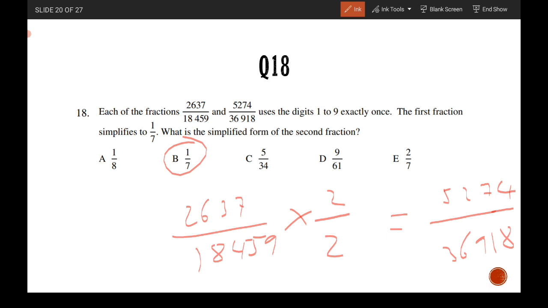Yeah, this question seems out of place, and it just rewards those who look at things in a slightly different way than trying to simplify the fractions all in one go and all that kind of thing. Sometimes you need to take a little bit of a step back and look at the bigger picture.